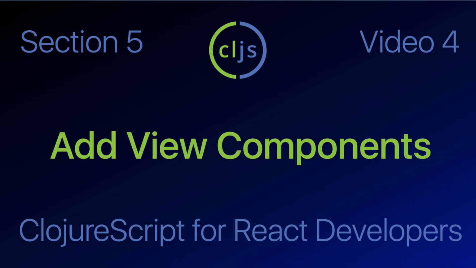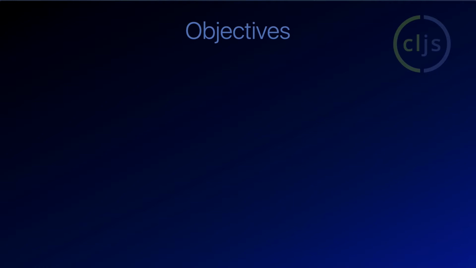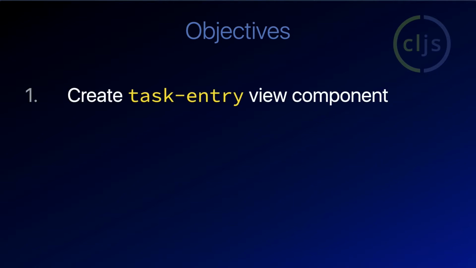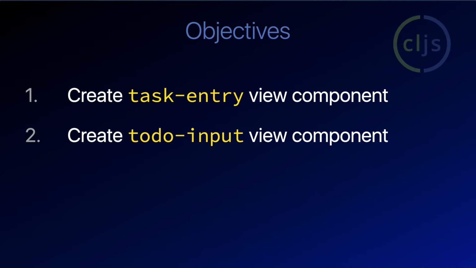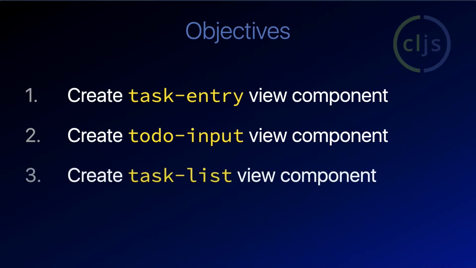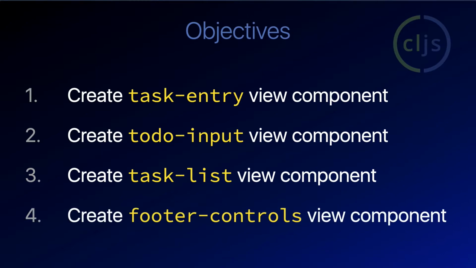Add view components. Our objectives for this video are: create a task entry view component which will consist of the header of the app, which shows the text to-dos in large font, and the text input field for entering the titles of new to-dos. The to-do input field will be its own view component. The task list view component will show the list of to-do items. And finally, we will create a footer controls view component, which will show how many to-do items are left to be done, a way to filter the to-do items, and a control for clearing completed ones.